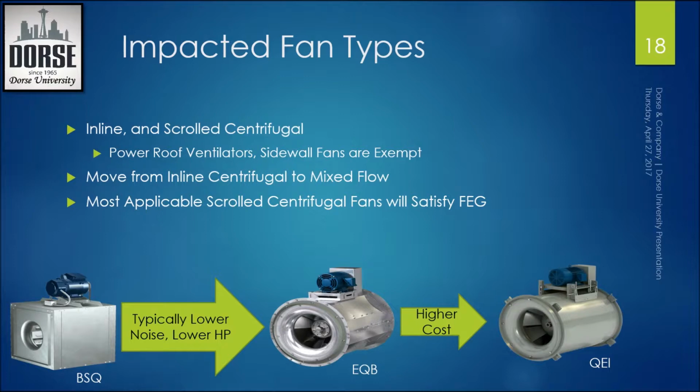If you need higher pressures, more than 3 inches, or higher airflows above 26,000 CFM or so, or if you're going to be mounting the fan outdoors, you're going to want to go with the QEI. But for all other applications, most of which the BSQ is used for, the EQB would be a great solution. Scrolled centrifugal fans are impacted as well, but typically there would be a selection that will meet the FEG code requirements without changing the model. You just need to select a different size.